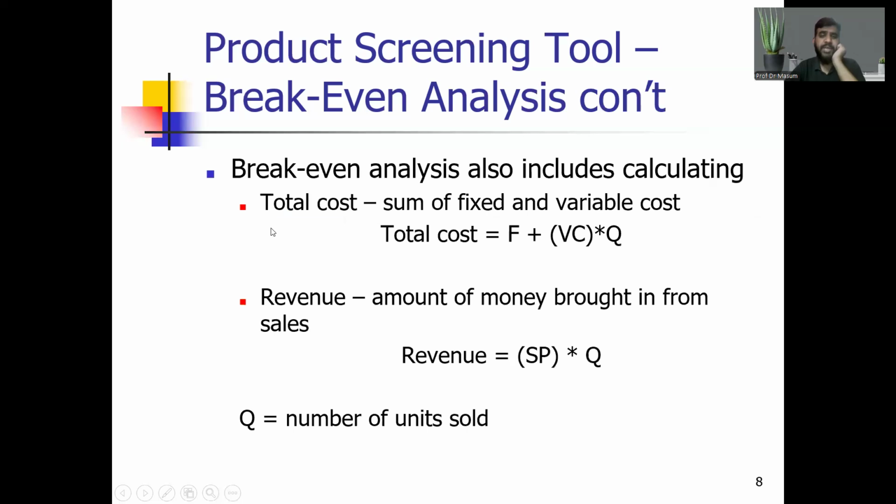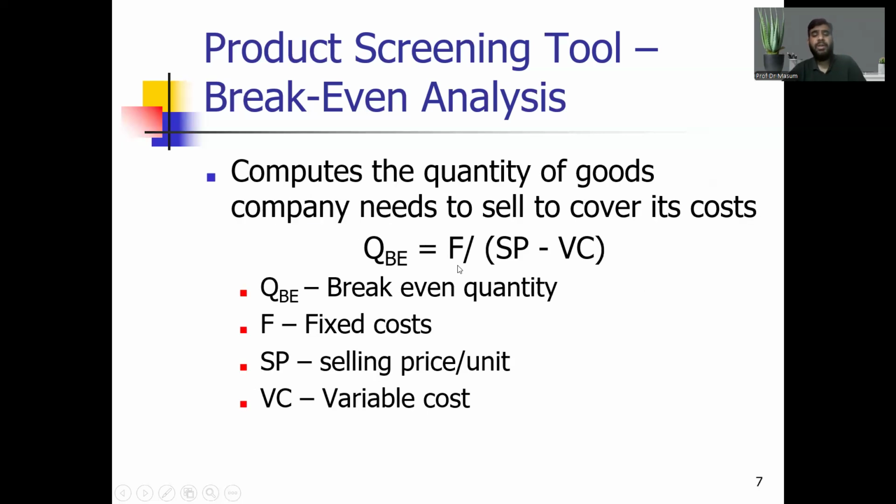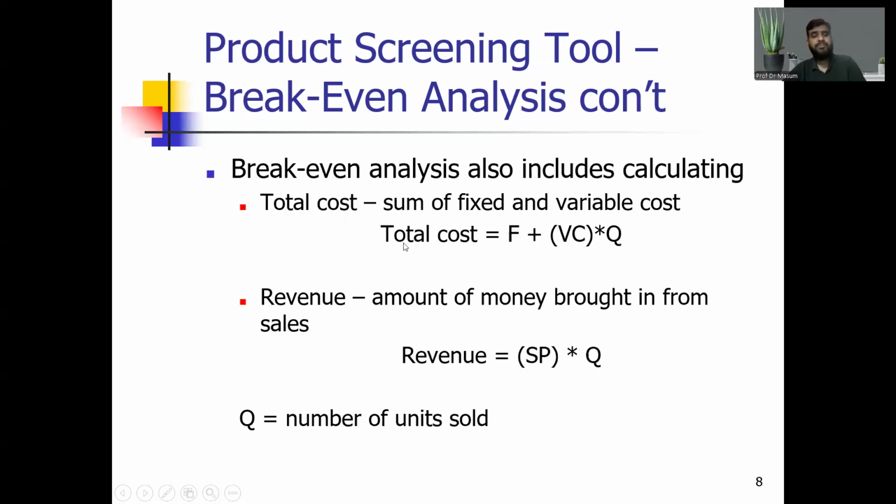Here, break-even analysis also includes calculating total cost. Total cost you are getting when you can identify the variable cost plus fixed cost. So total cost equals fixed cost plus variable cost. This is variable cost per unit, and when we multiply by the Q, we get total variable cost. So total cost is fixed cost plus variable cost.